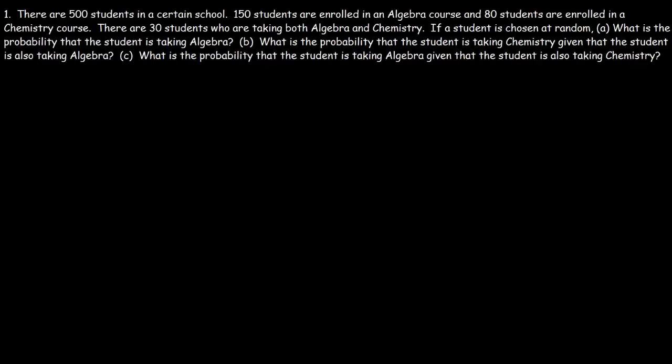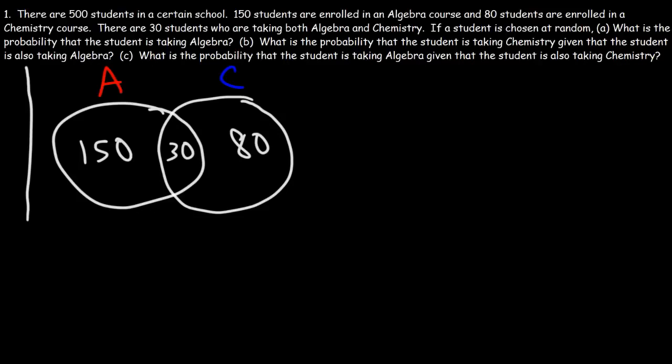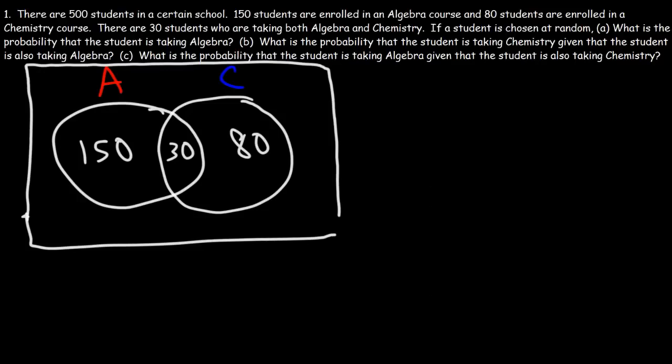Before we begin, let's draw a Venn diagram. So we're going to draw 2 circles with the circles intersecting each other. Let's put A for algebra and C for chemistry. So there are 150 students taking algebra, and there are 80 students taking chemistry. There are 30 taking both. And in this school, there's a total of 500 students.